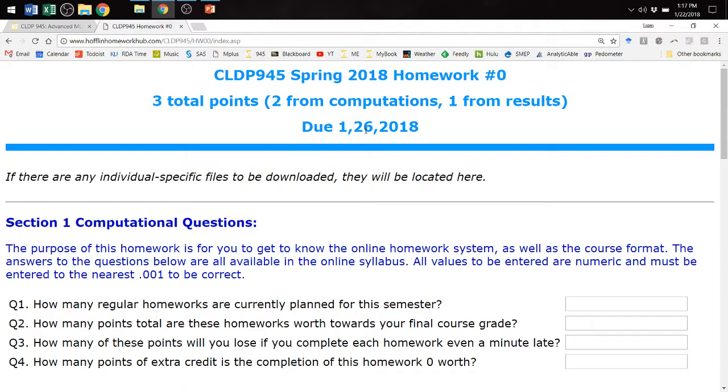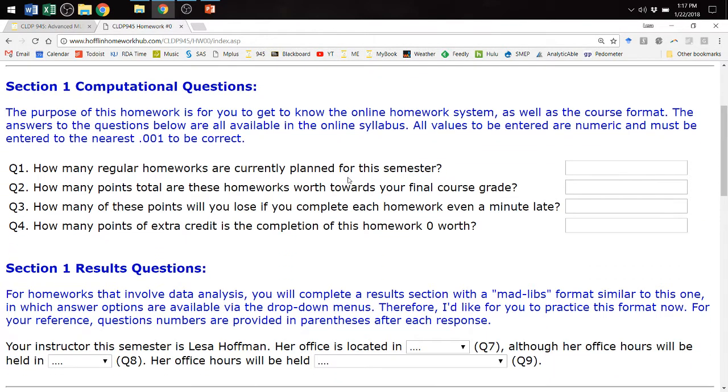If you click on homework 0, this is my traditional free credit, 3 credit assignment to do over the syllabus. So this demonstrates the types of homeworks that you will get this semester. If there are any individual specific data files to be downloaded, they will be right here. You'll have instructions followed by 2 different kinds of questions.